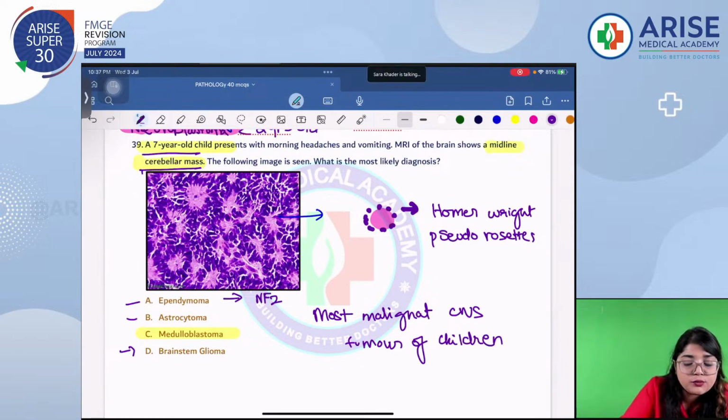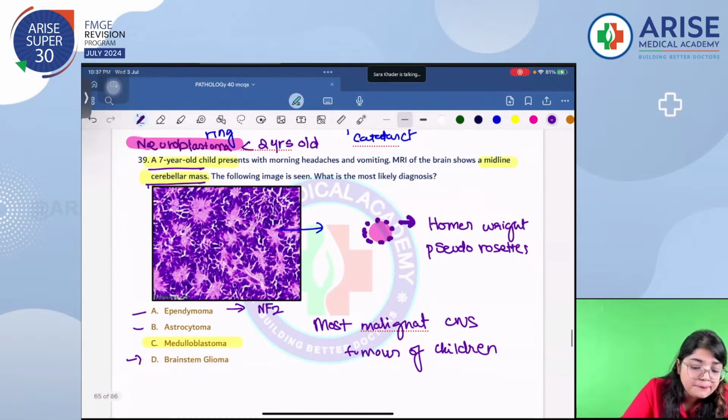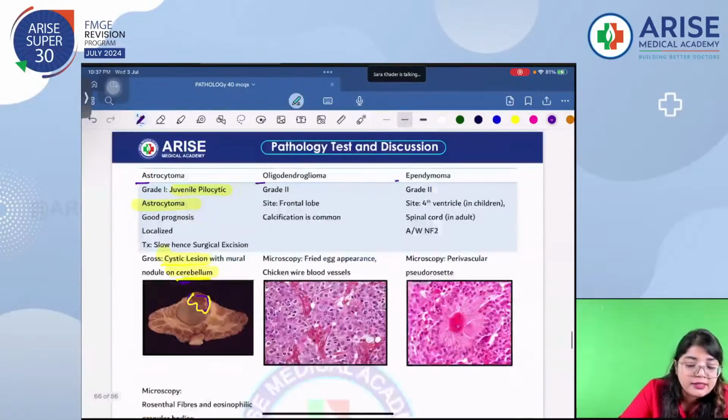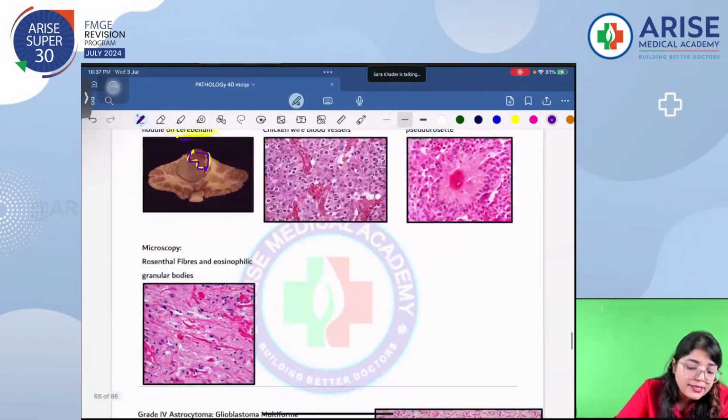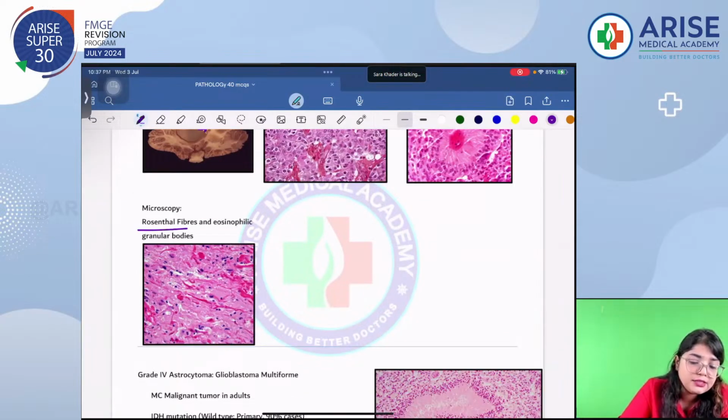So medulloblastoma is seen in children in the cerebellum. What about your pilocytic astrocytoma? That is also seen in the cerebellum, but now there is a cystic lesion. Okay, there is a cystic lesion. What about on microscopy? You see Rosenthal fibers.